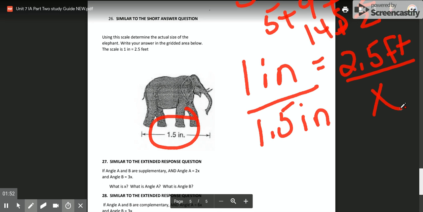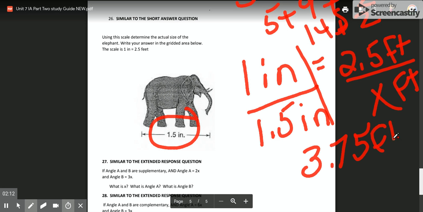So you're going to cross multiply and divide. So calculator, 1.5 times 2.5 is 3.75, and you divide it by 1, so you're still going to get 3.75. And we've got inches over here, so feet would be over here. So I've got to label it 3.75 feet.